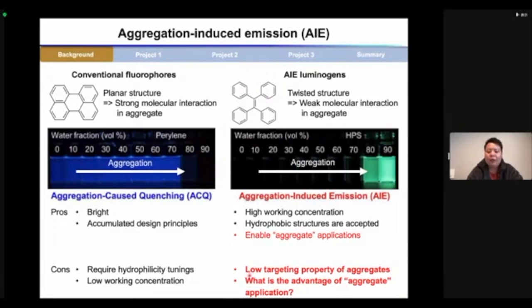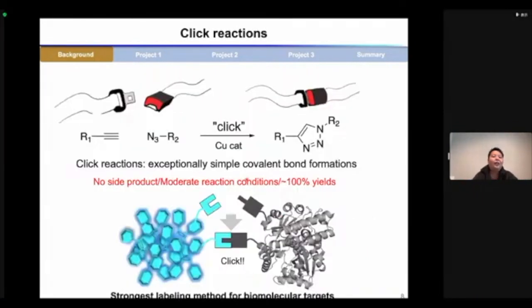So first, to solve the poor targeting properties of the aggregate, I considered using the strongest targeting interaction between two molecules, which is covalent bond formation. If you functionalize the AIE agents with a functional group, we can form a bond with biological molecules. That can be used as the strongest way of targeting biological molecules. In that sense, I focused on a series of reactions called click reactions. Maybe I don't need to explain this to this audience, but a click reaction is an exceptionally simple reaction which forms no side products, undergoes moderate reaction conditions, and proceeds in nearly 100% yield, which is very useful in biological systems.